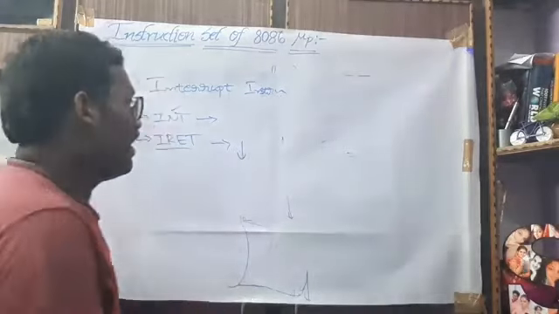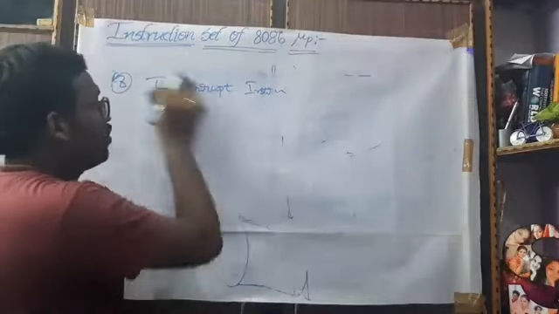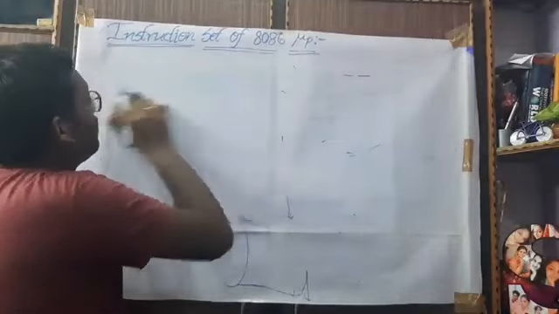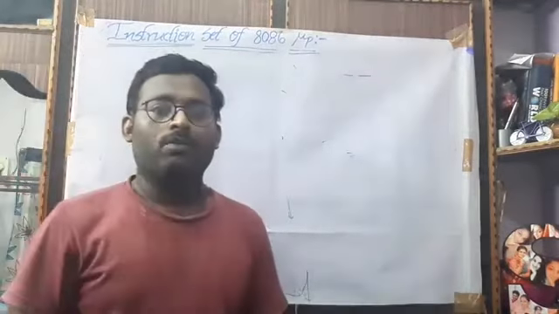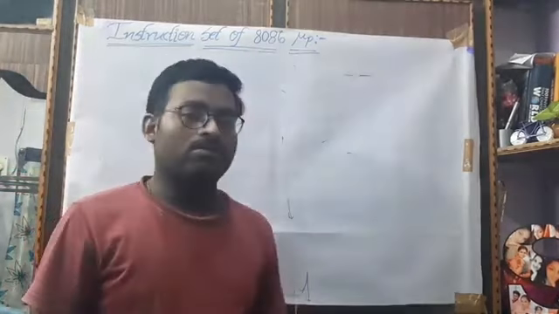So these are the 8 categories of instructions which are supported by the 8086 microprocessor. Okay, so thank you all.